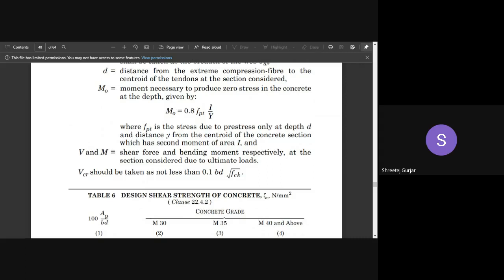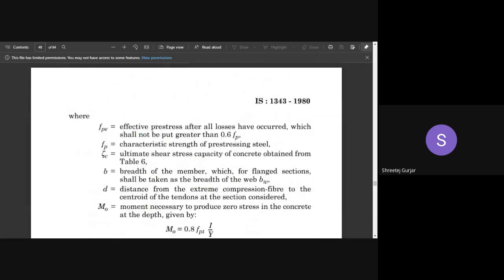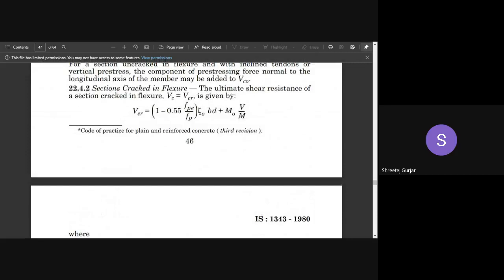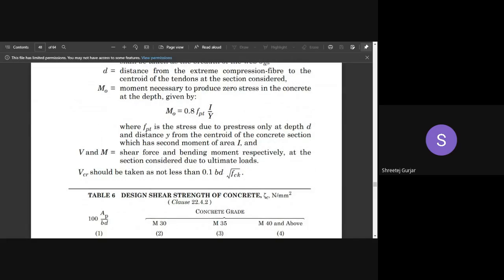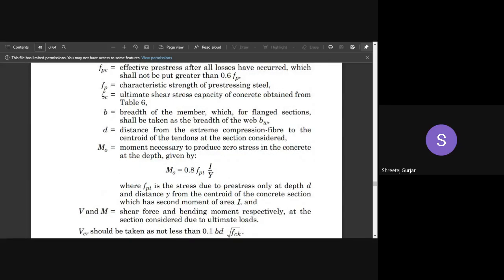And VCR, this particular VCR which we calculate, there is one condition for this VCR. VCR should be taken not less than 0.1 b d root fck. This particular VCR value should not be less than this 0.1 b d root fck. We have to calculate this, and make sure that it is not less than 0.1 b d root fck. So all this is done, no problem.